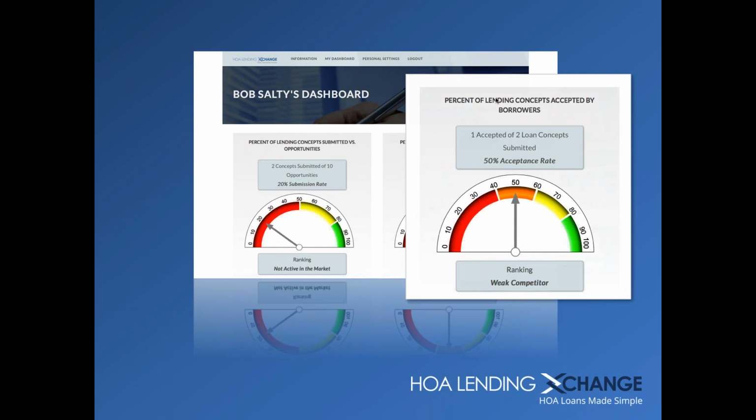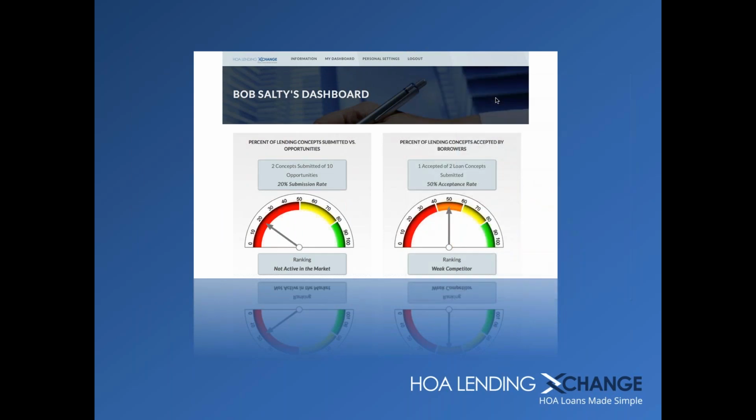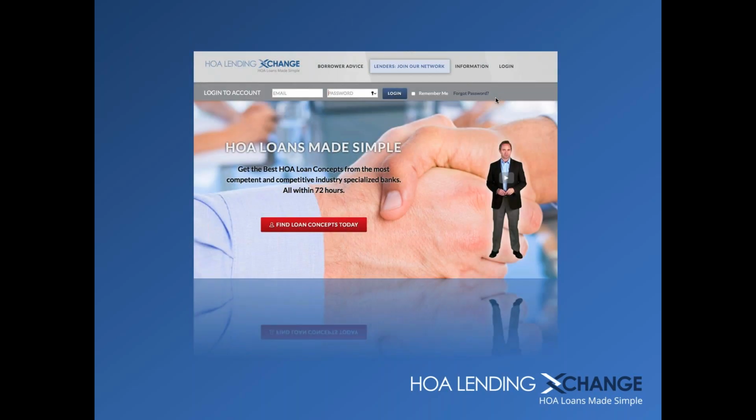The right-hand gauge measures how well you did competing when you submitted an offer for a borrower to review and select. The more times your concept was selected, the better you're performing. This gauge shows you how competitive you are with other banks when preparing loan concepts for the borrowers to evaluate. Top HOA lenders will strive to keep both gauges in the green. By now, I can tell you're ready to learn more about how to get started.